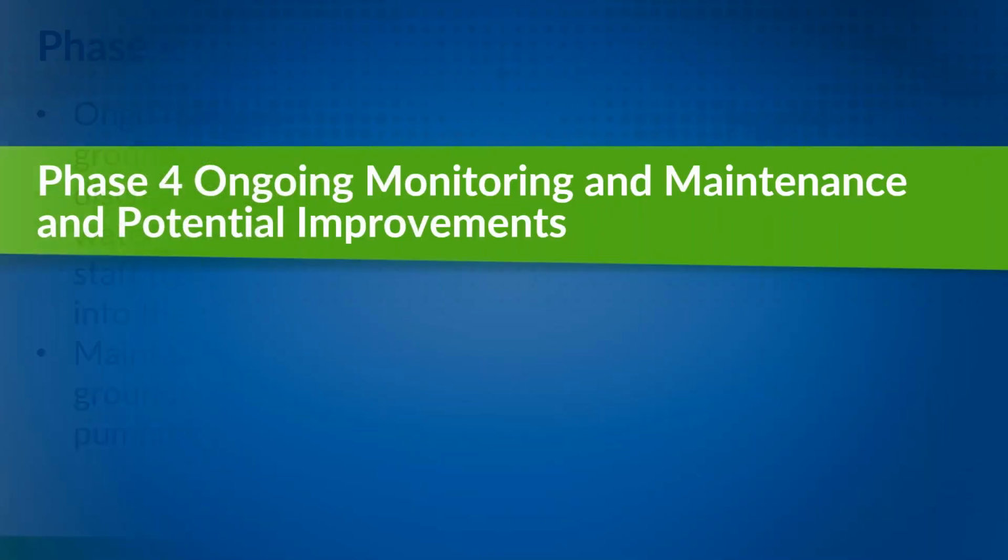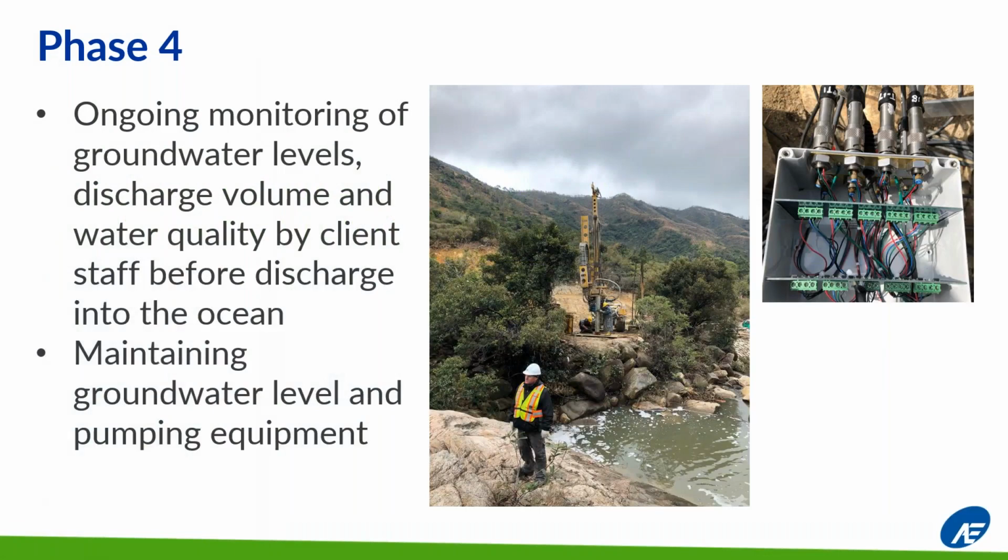Phase 4, the last phase, is ongoing. We're monitoring groundwater levels and discharge volumes, and we're receiving water quality data from the client, who is collecting that. All the data, the water levels, discharge volumes, and water quality, play a large part in being able to discharge the water that is getting pumped out by the system. They need to show that to the Hong Kong Environmental Department, and only then can they release and discharge this water into the ocean.